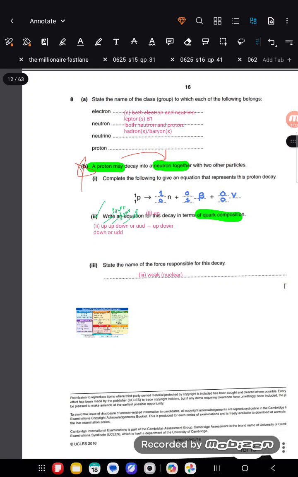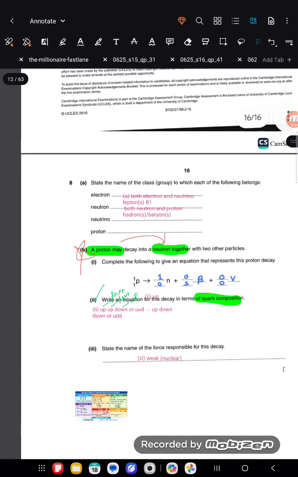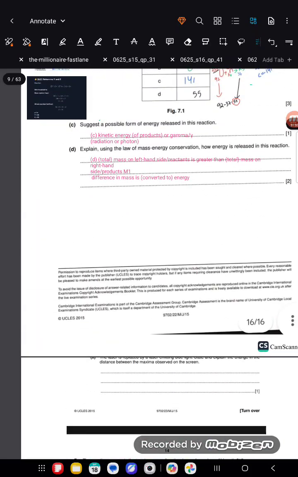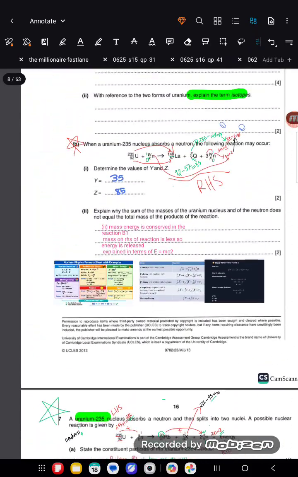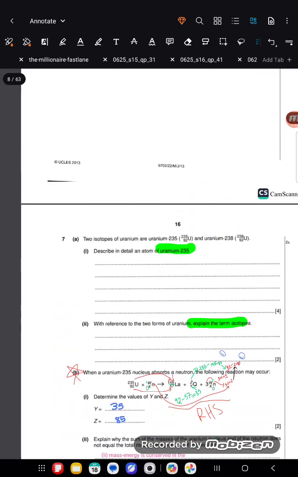This one you have to learn. Okay, proton decay. So they will ask you proton decay. If they are asking you proton decay, you will just write this one. So these are very easy, right-hand side and left side should be equal.